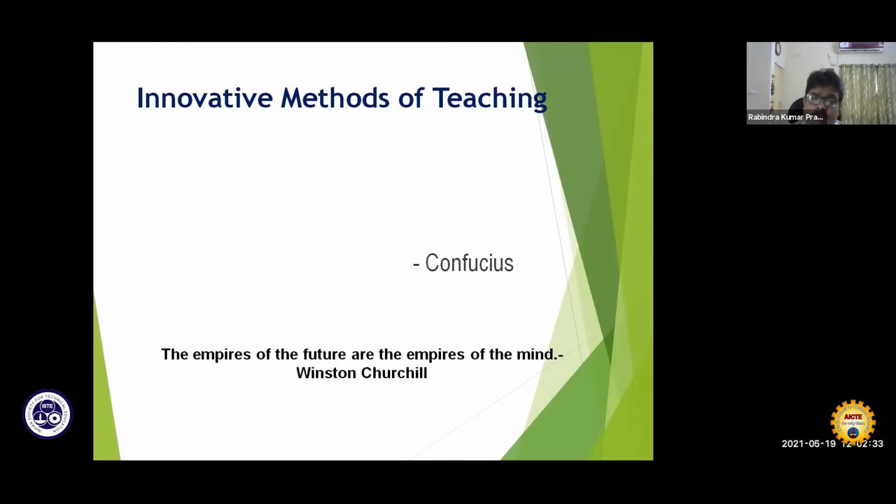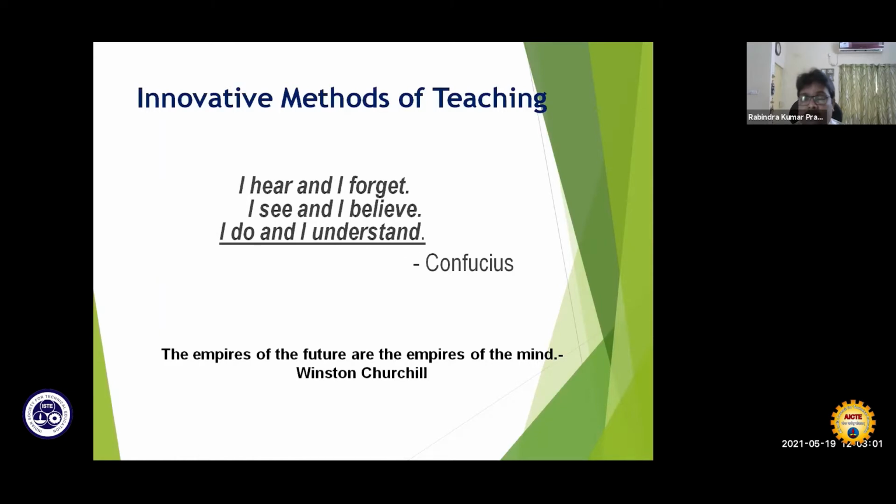So Confucius once upon a time said that the empires of the future are the empires of the mind. So if you can map the mind properly, sorry, this is what Winston Churchill talked about, the empires of the future are the empires of the mind. So therefore, if you look at the mind and control it and impart active relations, probably you can explore more into the domain of one's understanding.